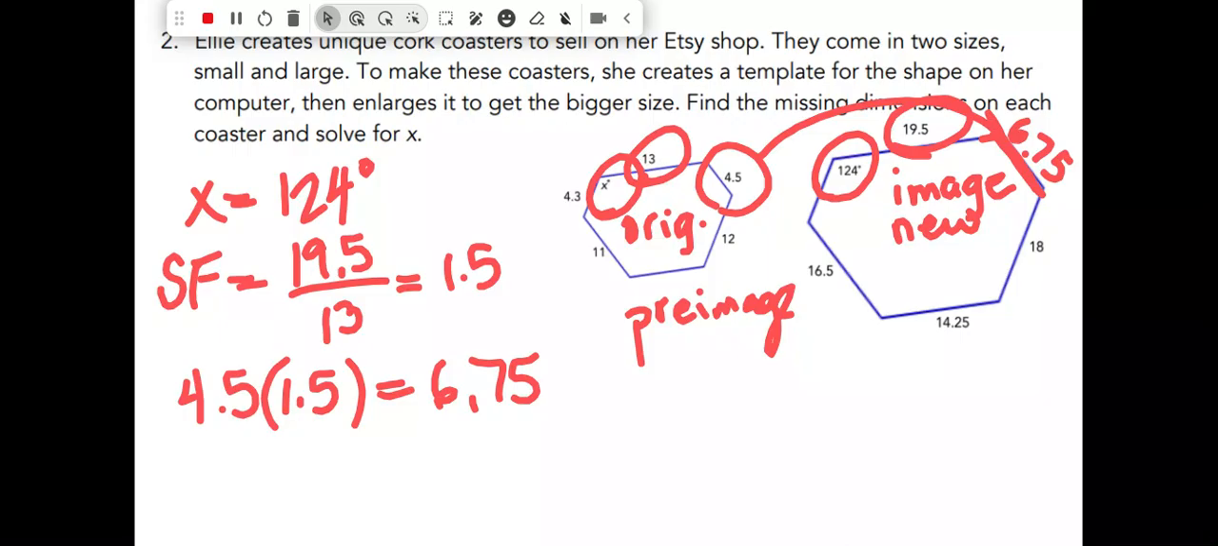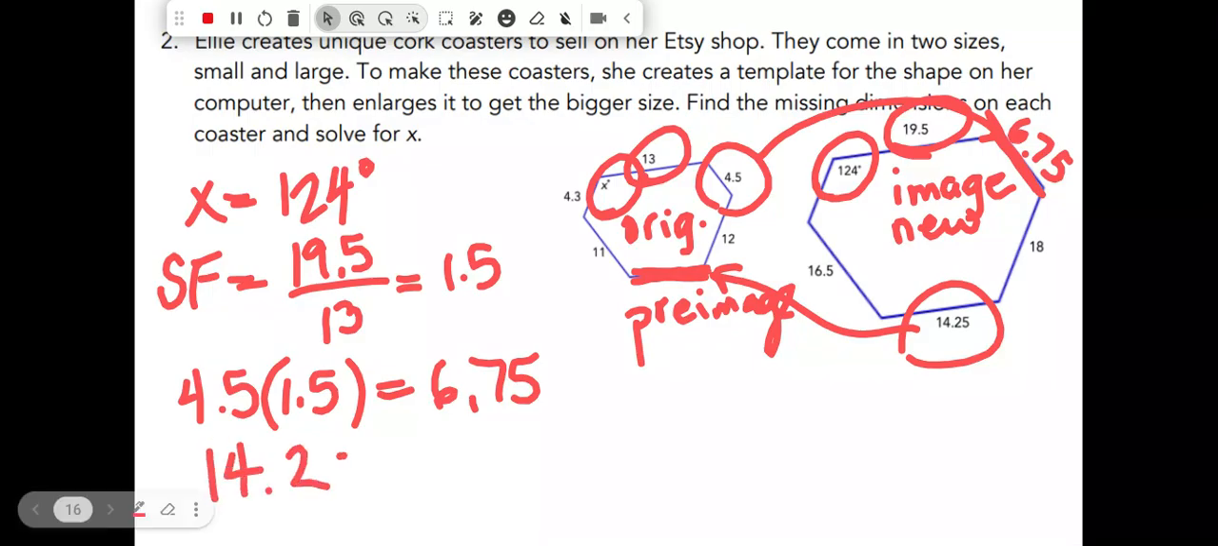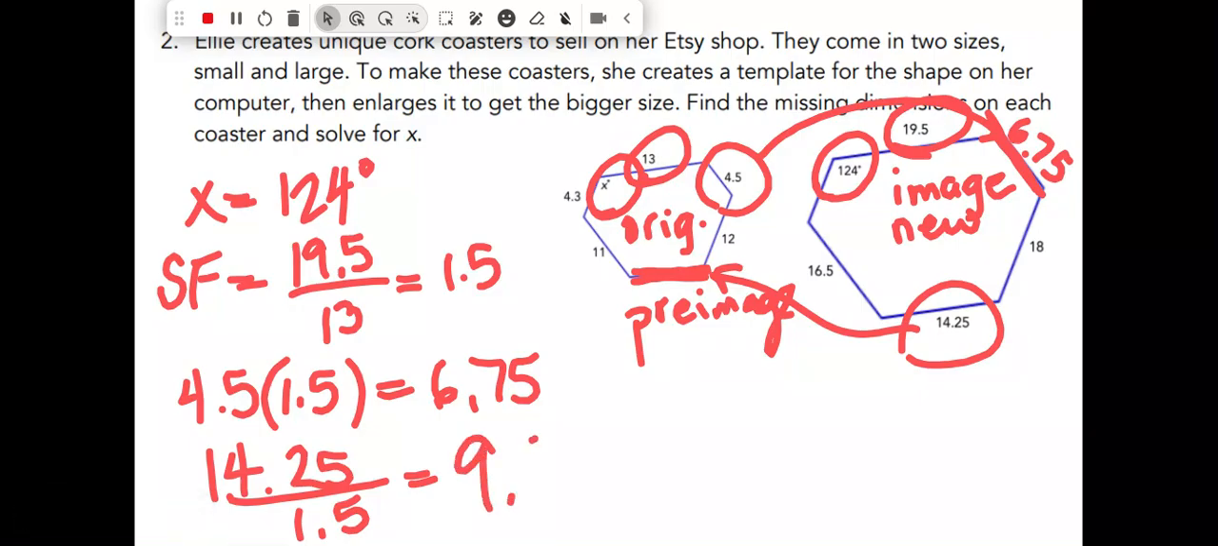And then let's see what else we need to find. Well, I got to find this side on this shape. Well, I'm going to go backwards. So I'm going to divide instead of multiply. So 14.25 divided by 1.5. And what does that equal? 9.5. So that's what that side is. 9.5 right here. Are there any other things that are missing? Oh, this guy. All right, I want you to figure that one out.